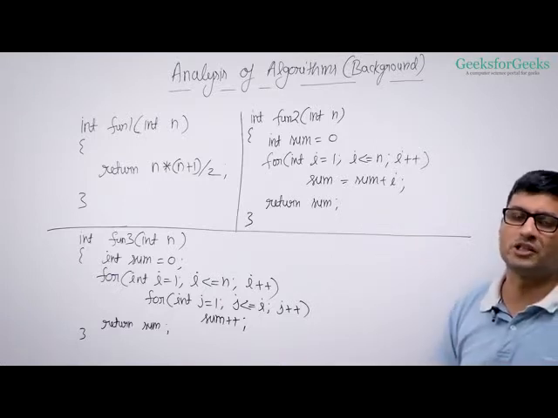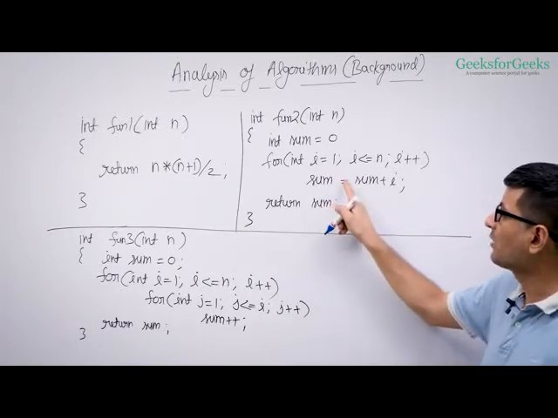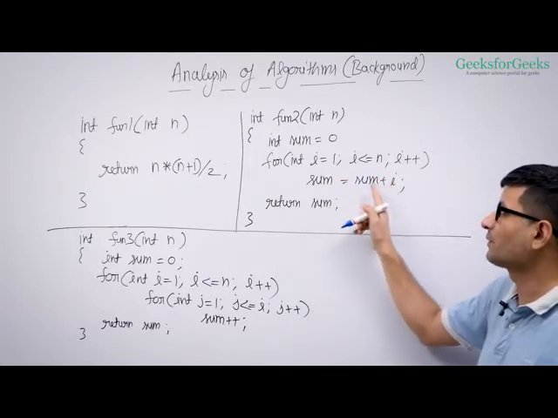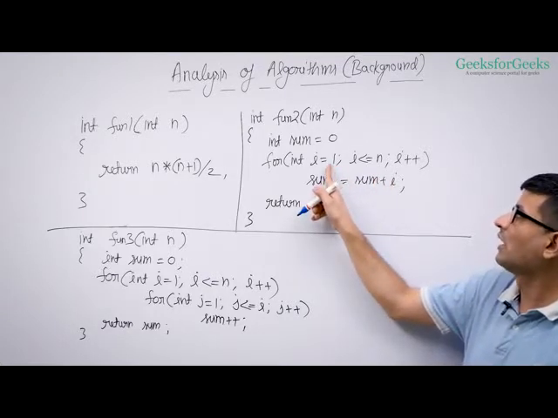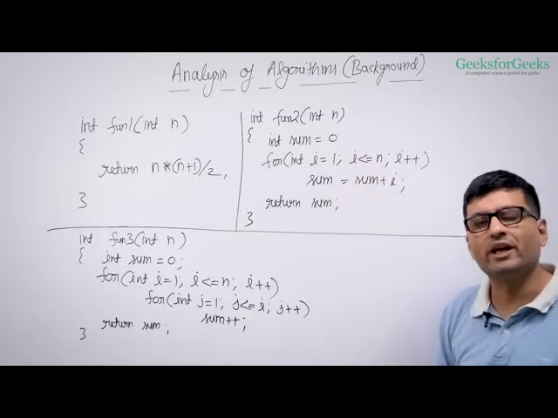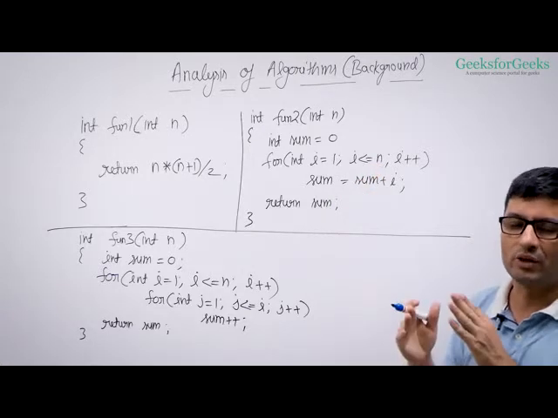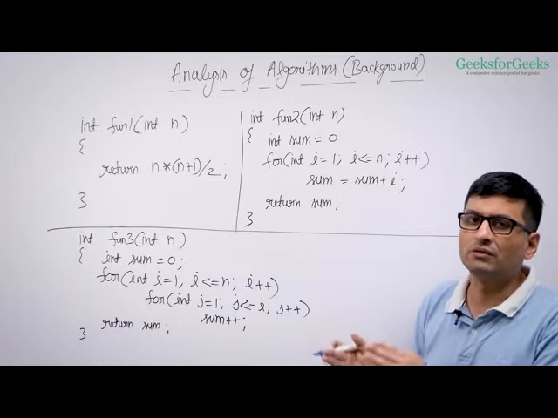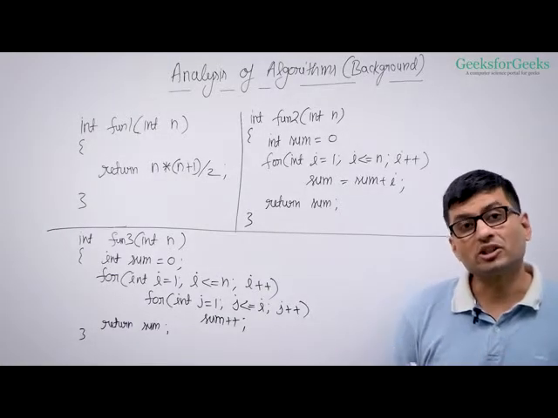So if you want to find the sum of 5 numbers, you will do 1 plus 2 plus 3 plus 4 plus 5. So you are running a loop from i equal to 1 to n. You will be adding i to the sum. First you will be adding 1 to the sum, then you will be adding 2, then 3, then 4, then 5. Let us take a look at this third solution.